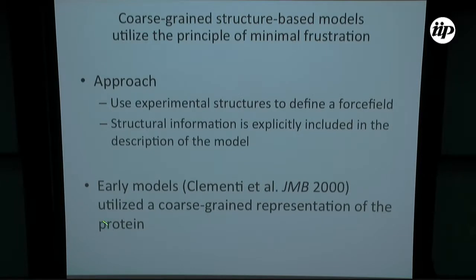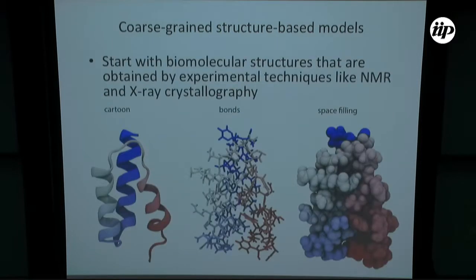And in these early models, a coarse-grained representation was used, where instead of representing every atom, you only represent some of them. So again, you start with a crystal structure or an NMR structure. This would be just a representation in sticks, or space-filling representation, and then you have to decide what representation you want to use exactly. Even when you say coarse-grain, there are lots of coarse-grain model variants available.